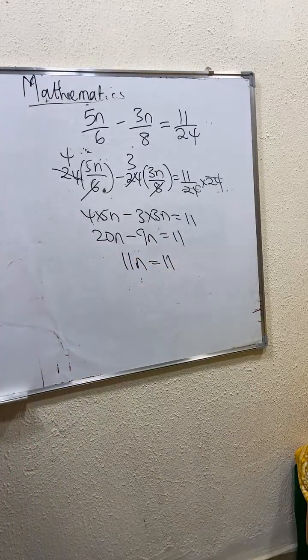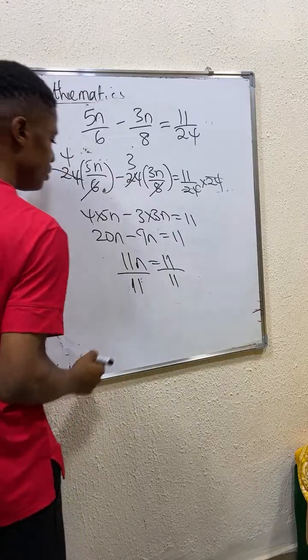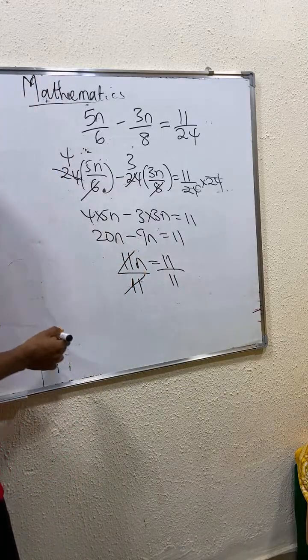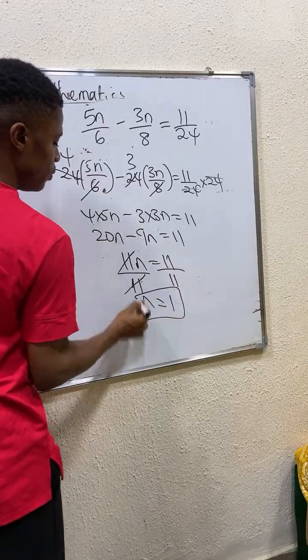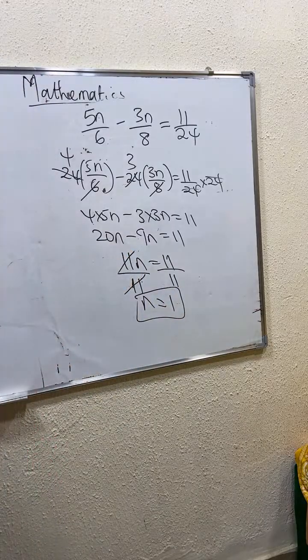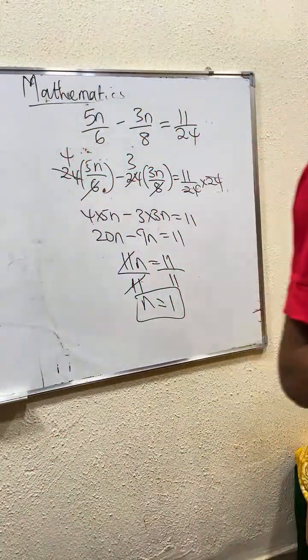Right? Yes. So the next thing we do is to divide through by 11 on both sides. Once we divide by 11, what do we get? n is equal to 1. So the value for n is 1. Okay? So write it and let me know.